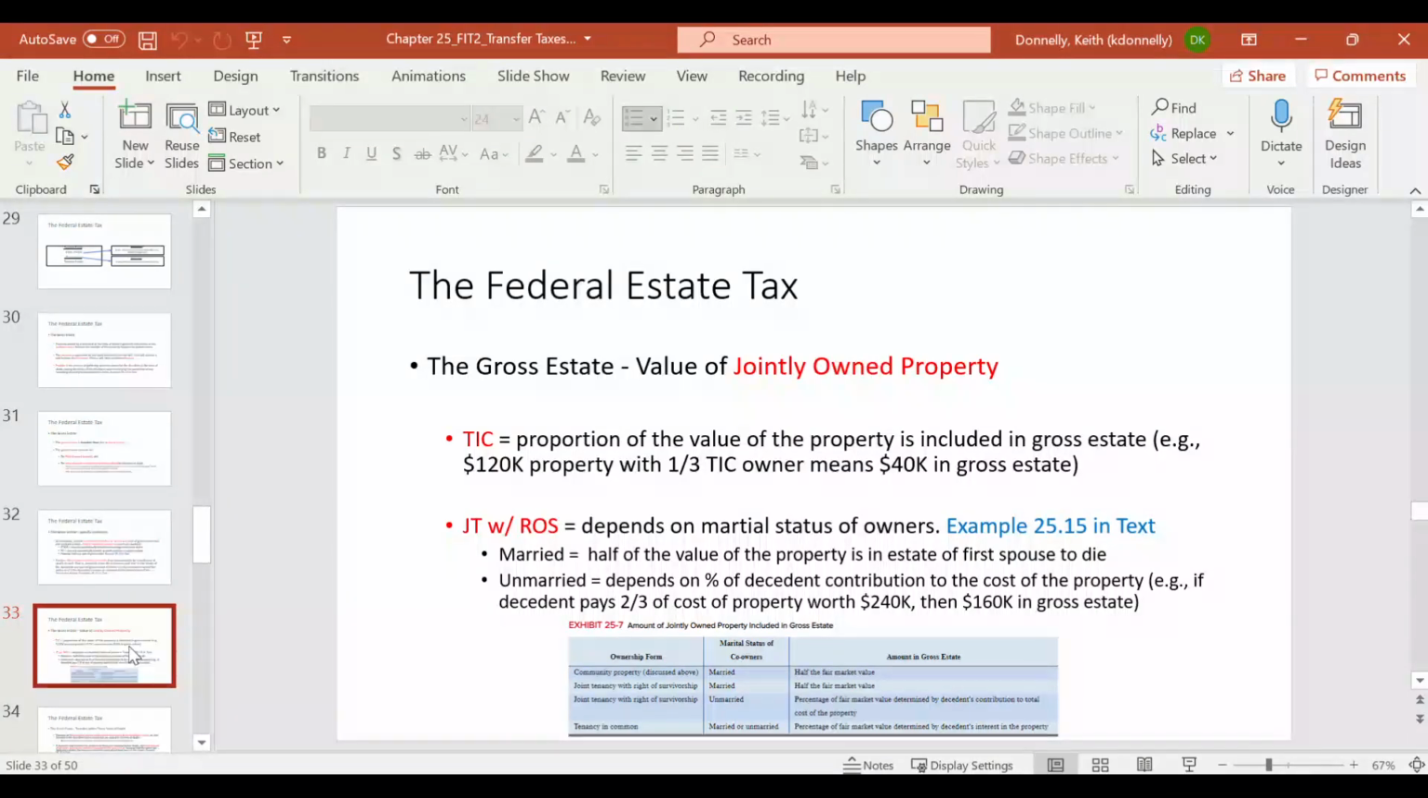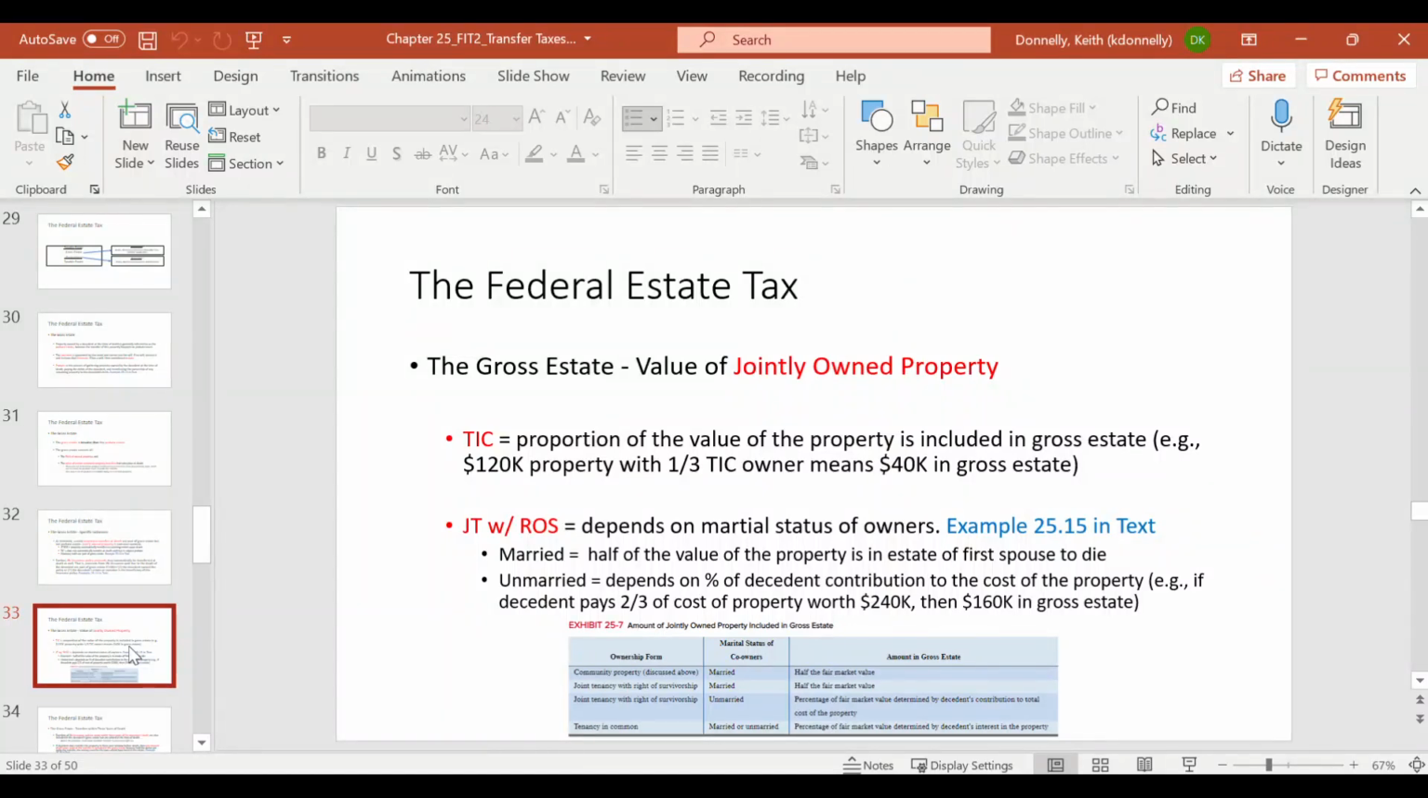Next thing in here, talking about value of jointly owned property. So we have 2 types of tenancies here. When we're talking about tenancies, we're talking about ways of describing property ownership interests. So we have tenants in common versus a joint tenant with a right of survivorship.